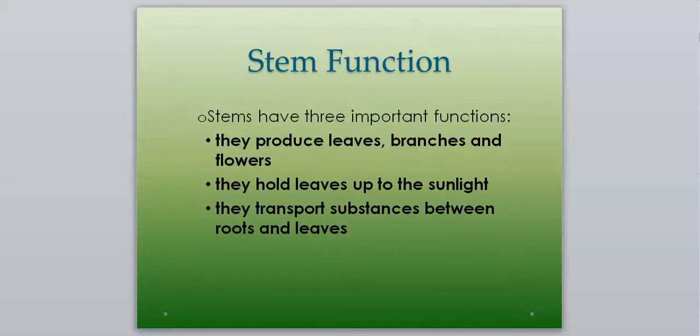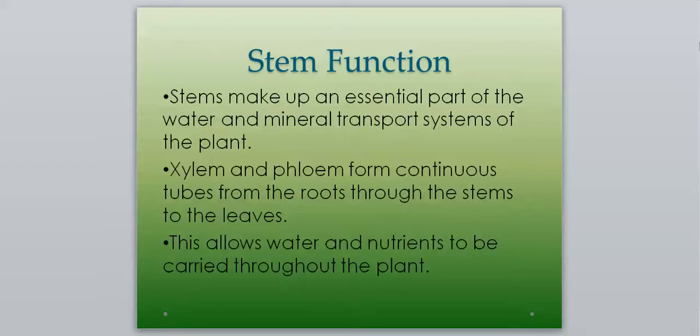So starting with the function. They have three important functions. They produce leaves, branches, and flowers. They hold the leaves up to the sunlight, to carry out photosynthesis, which is very important, and they transport substances between roots and leaves, and that would be of our vascular tissue, our xylem and our phloem. So there are three most important functions of a stem. Produce leaves, branches, and flowers, hold leaves up to the sunlight, and transport substances between roots and leaves.